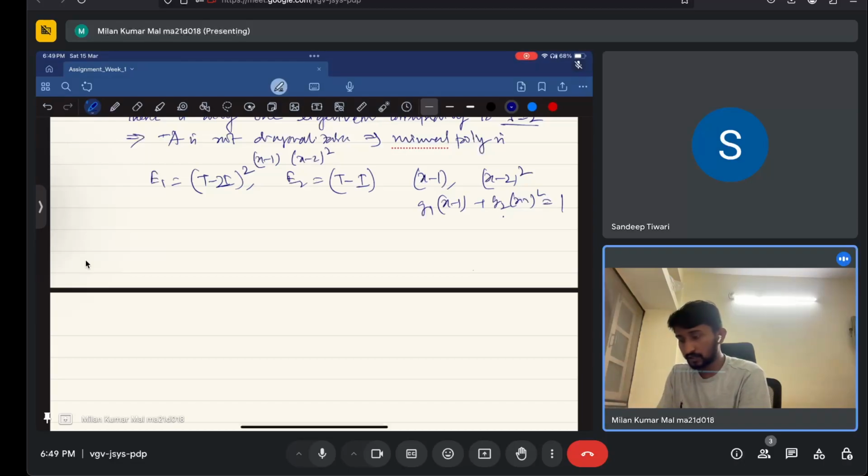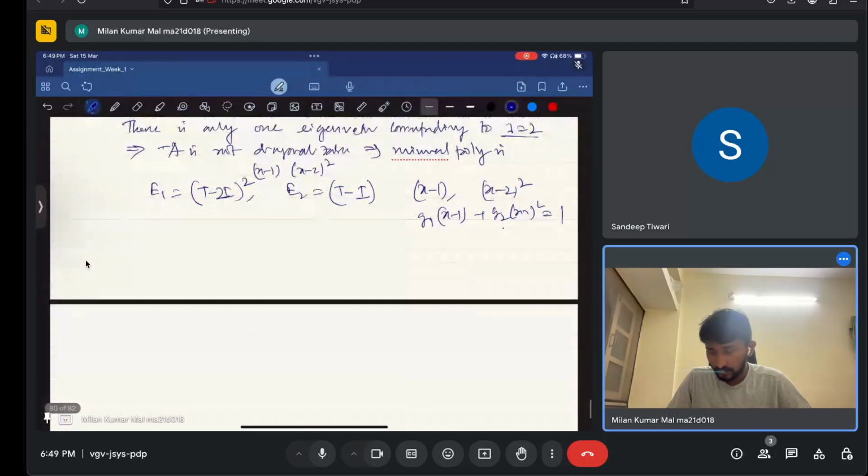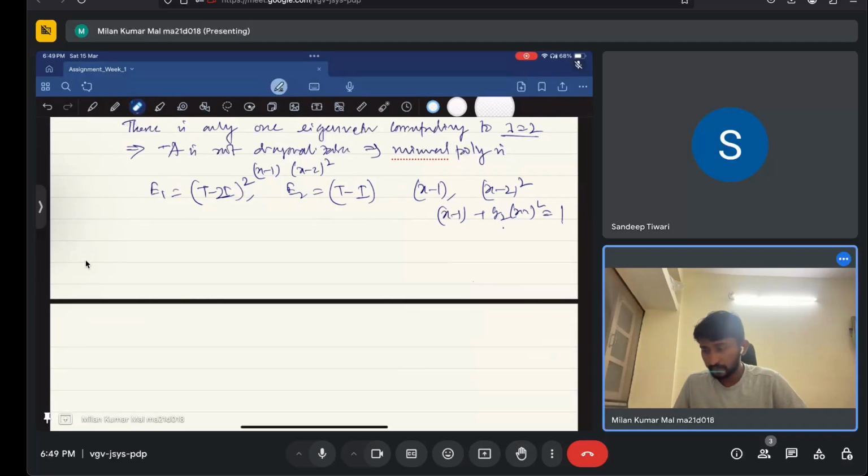This is Lagrange's polynomial, as I know. So if I take g1, g2, just g2. G is the polynomial.